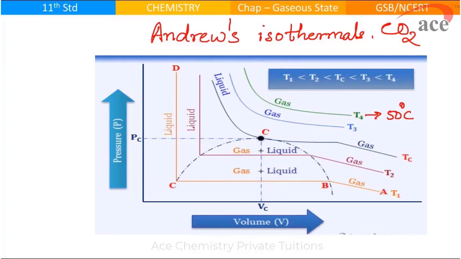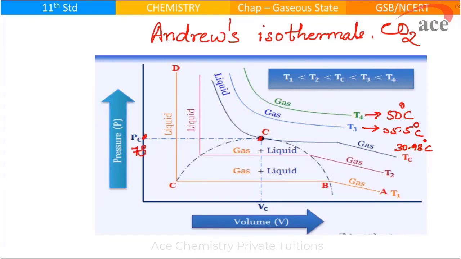The critical temperature was 30.98. So this will be somewhere between this, so I can call it 35.5. At 50 it is behaving like an ideal gas. At 35.5 it's deviating from ideal gas. And Tc is 30.98 when the Pc is 73.